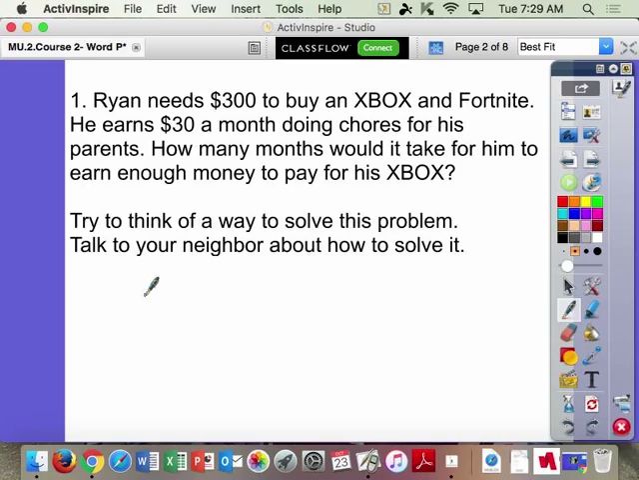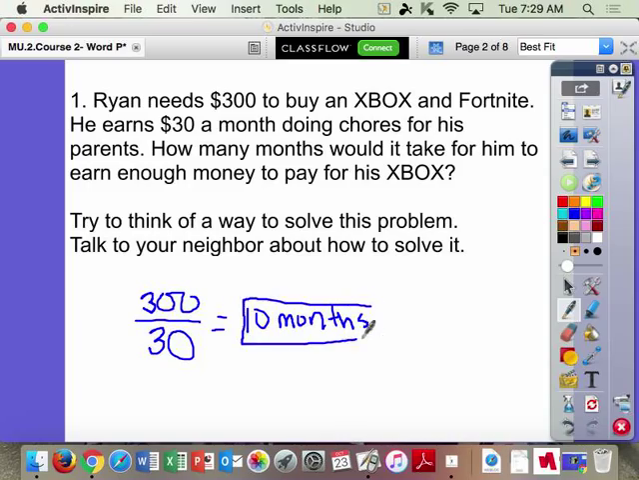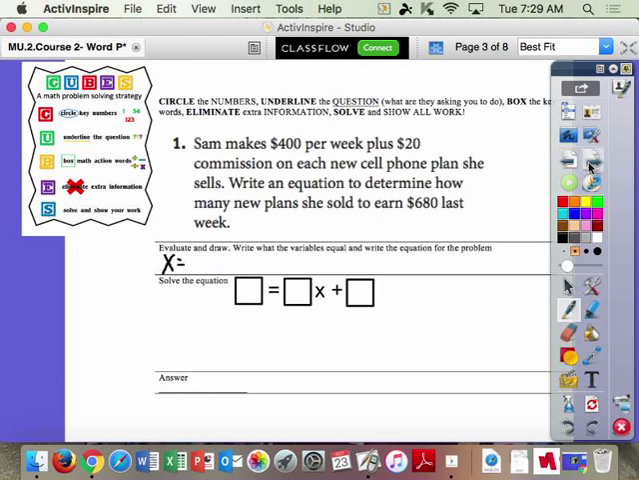Welcome back. Think about it this way. I need $300 divided by $30 a month equals what? 10. So it would take Ryan 10 months to get the Xbox. All right? That's kind of what we're doing today. So this is actually in your packet.